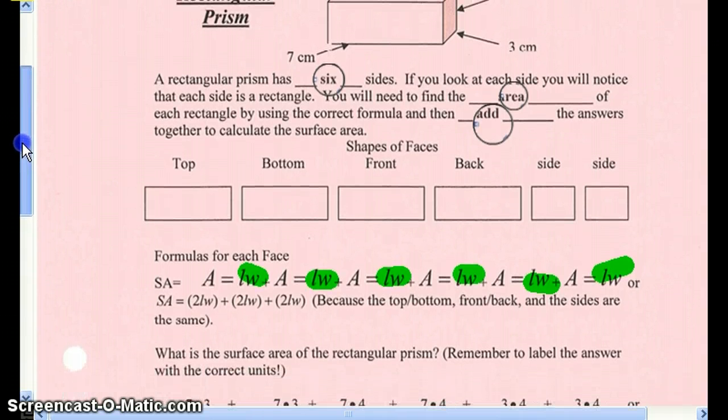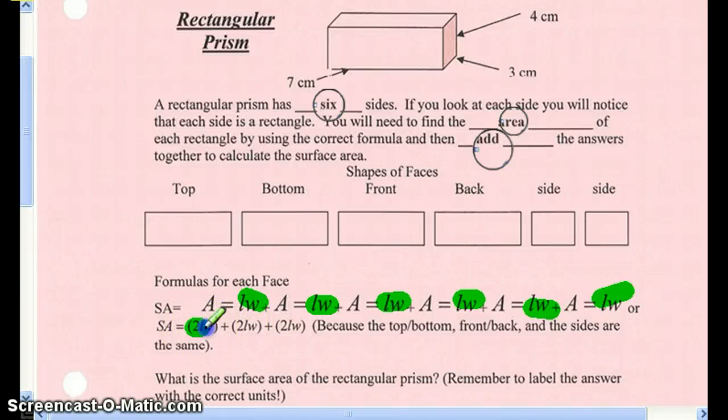You could also think of it as taking 2 times the length times the width for each of the top, bottom, front, back, and the 2 sides. Right now I want you to pause the video and find the surface area of the rectangular prism above, and then press play to check your answer.